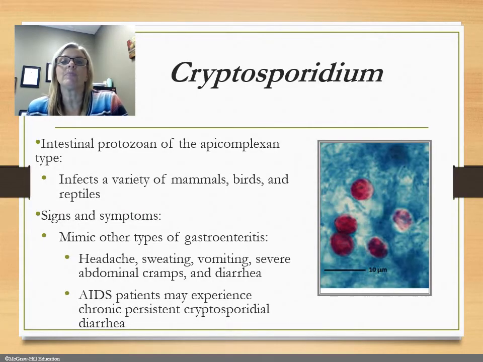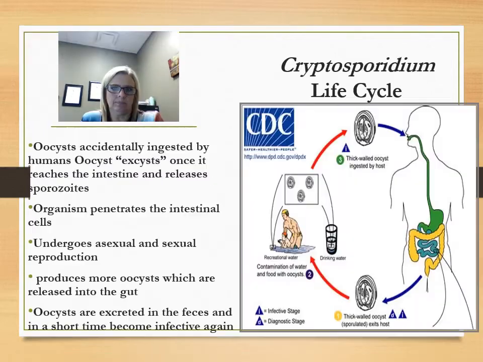Next, we have Cryptosporidium, which is an apicomplexan protozoan. This can infect many different species, including mammals, birds, and reptiles. It is zoonotic, and it does have, of course, similar symptoms to the other gastroenteritis diseases: headache, vomiting, severe abdominal cramps, and diarrhea. This is particularly important for AIDS patients that may experience a chronic persistent cryptosporidial infection.